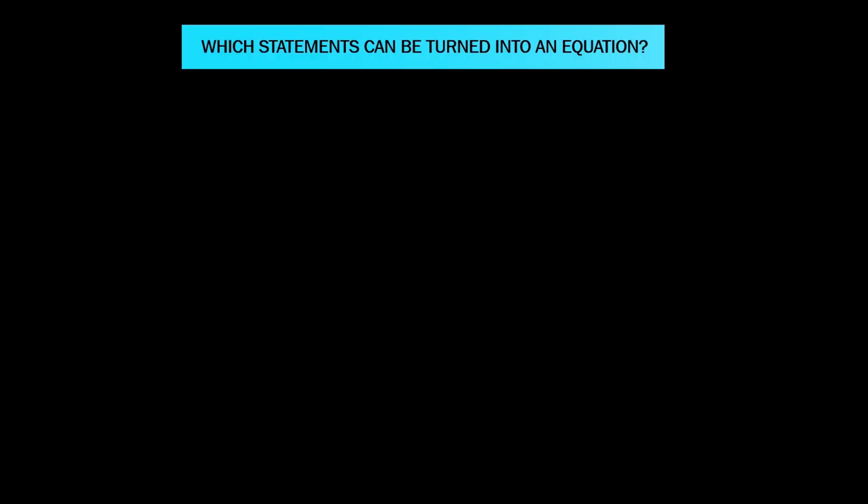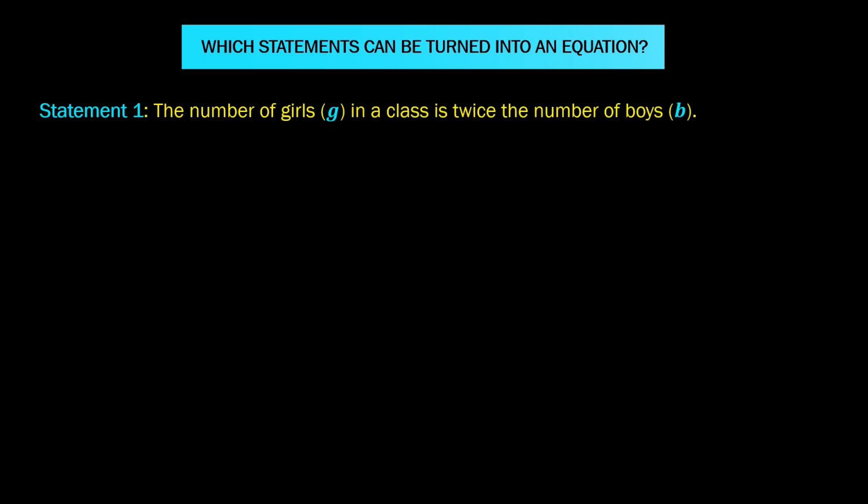Now let's take a look at a few examples of which statements can and can't be turned into an equation. Here's statement 1. The number of girls G in a class is twice the number of boys B. Therefore, we have that G equals 2B. Since there is an equals sign in this expression, this is an equation.